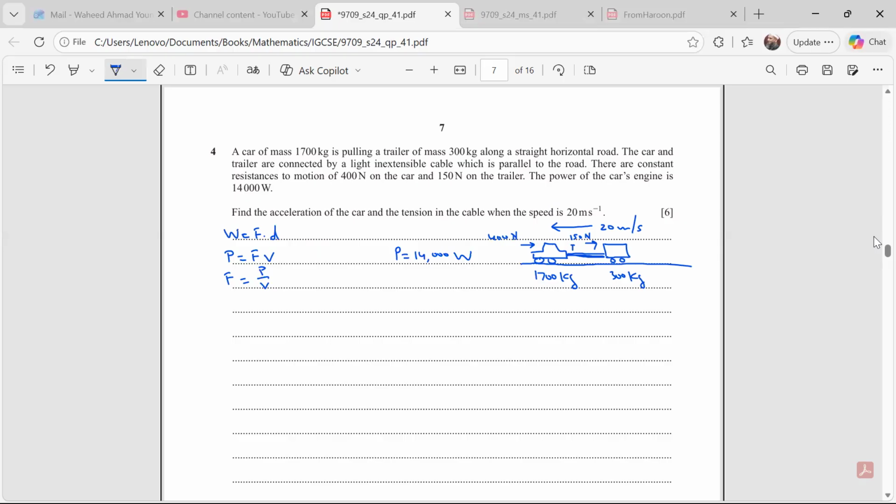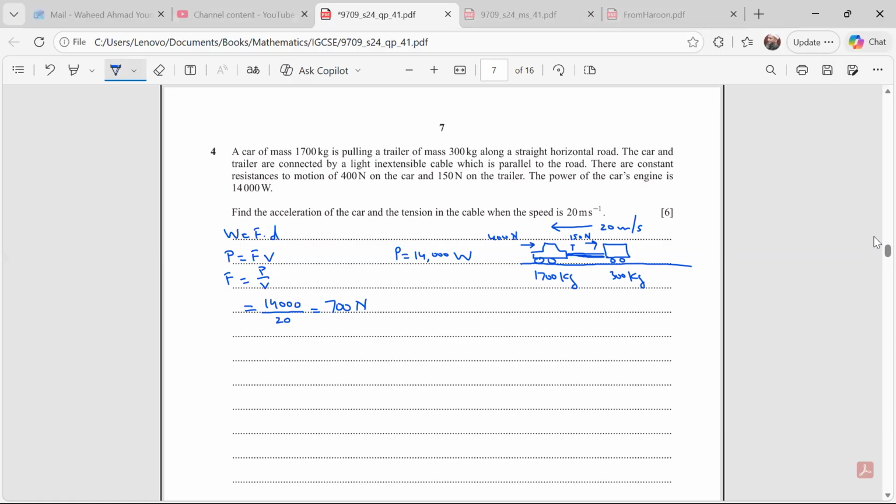Okay, so let's calculate the force provided by the car engine. The car engine is exerting a power of 14,000 watt and the speed of this whole combination is 20 meter per second, right? 20 meter per second. So this gives you 700 Newton. Okay, this is the force given by the car engine.